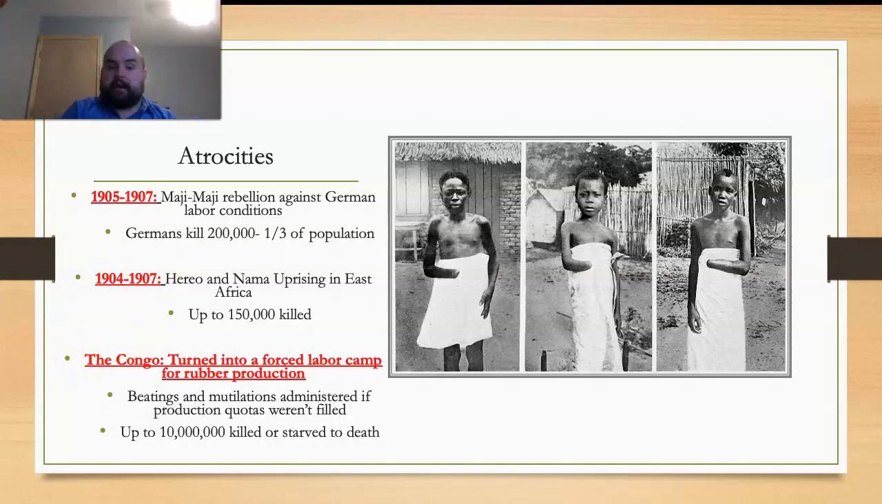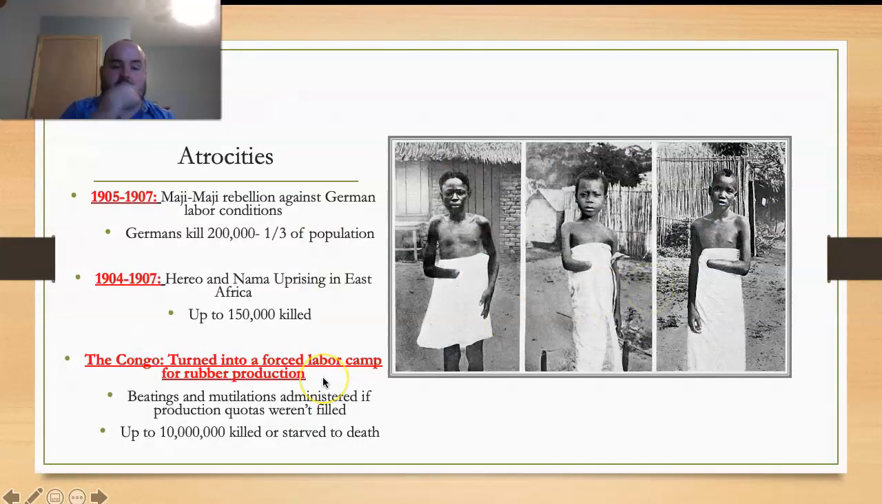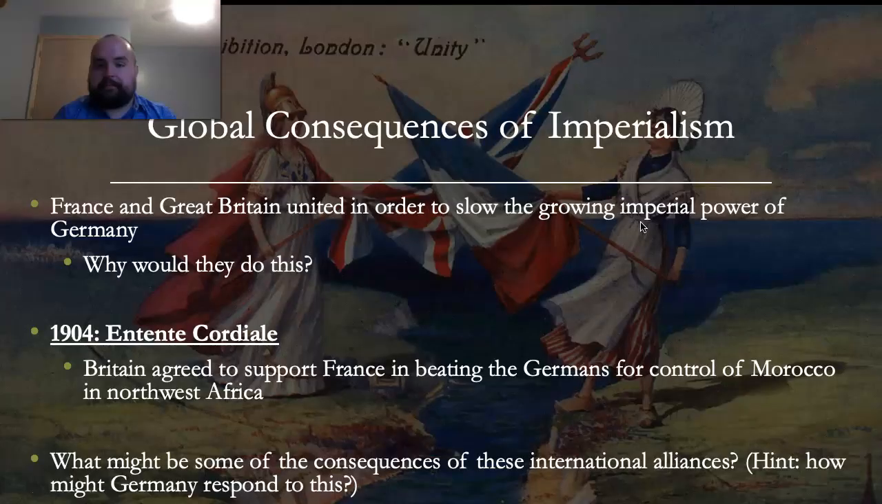The Congo was not much better. After the Belgians took over the Belgian Congo, they set up many forced labor camps for rubber production. Beatings and mutilations were administered if the production quotas weren't filled. So, for example, as you can see here, cutting off the arms or hands of African children and African workers was a common punishment for not fulfilling these quotas. During the entire existence of the Belgian Congo, it is argued that potentially up to 10 million African workers were killed or starved to death as a result of the brutal working conditions and the beatings and mutilations. So again, this wasn't exactly, as you can see here, a really civilizing mission.